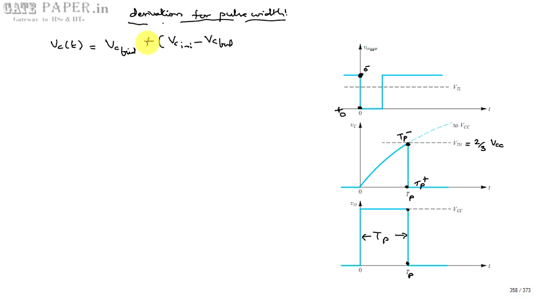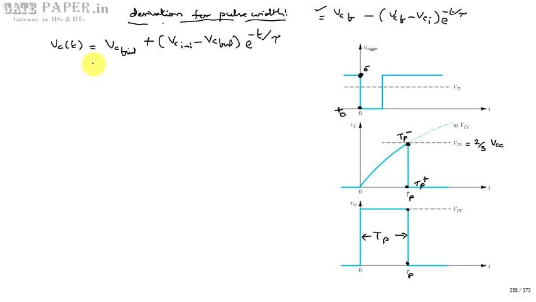Otherwise, if you are writing minus over here, write Vc final first, then Vc initial, into e power minus t by tau. Tau is nothing but the time constant. Remember this one. This equation can be written as Vc final minus, Vc final minus Vc initial, into e power minus t by tau. Like this also you can write, minus or plus. This is the general expression used to calculate capacitor voltage at any given time.